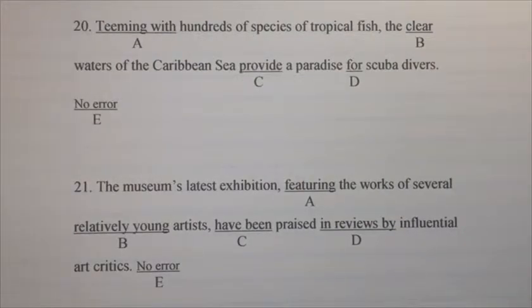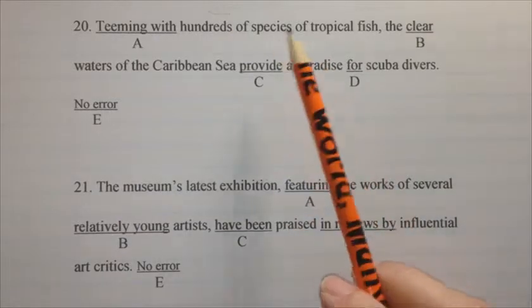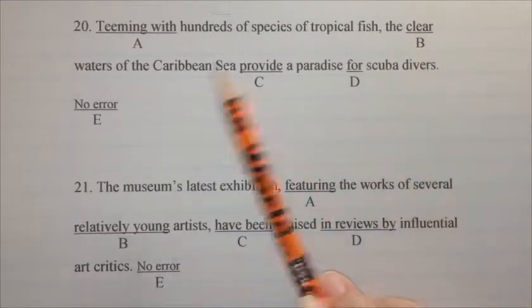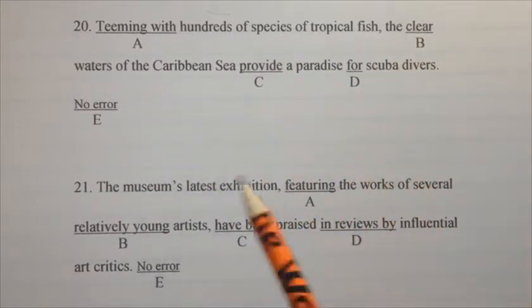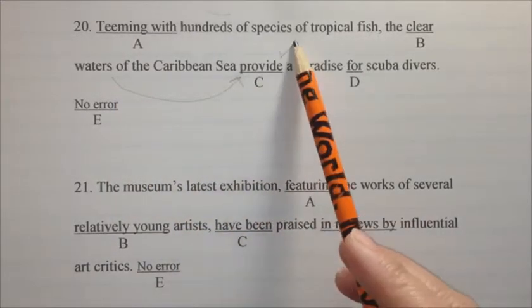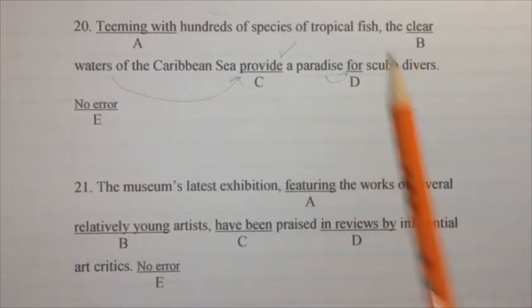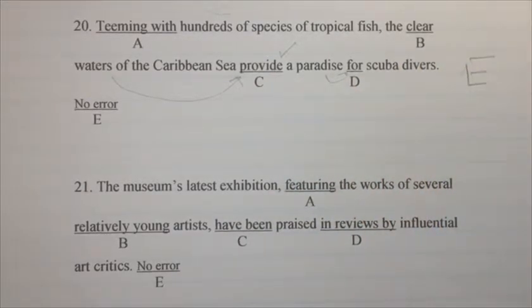Number 20. Teeming with hundreds of species of tropical fish, the clear waters of the Caribbean Sea provide a paradise for scuba divers. This sounds beautiful. Okay, teeming with hundreds, bursting with lots of species of fish, the clear waters of the Caribbean Sea, waters is a subject for provide, so that's correct. Plural, a paradise for, that's correct. Scuba divers, no error, E.